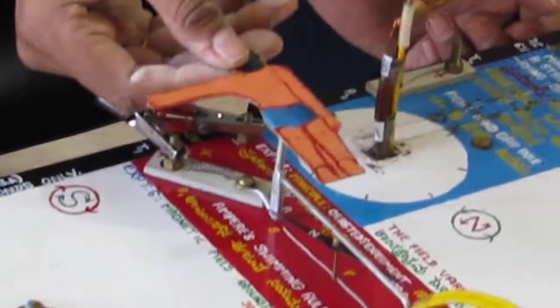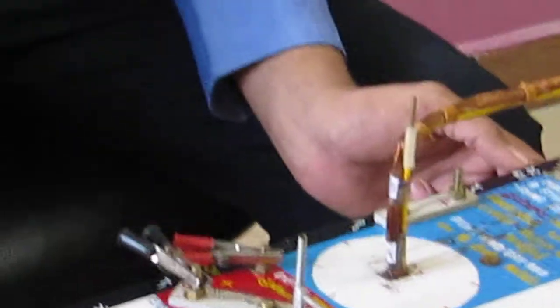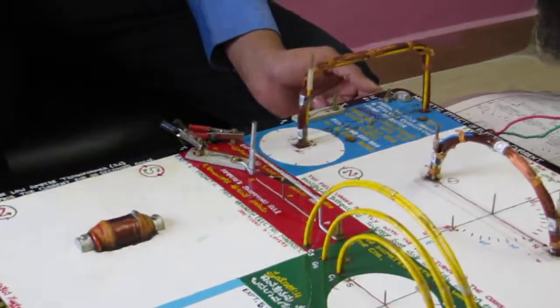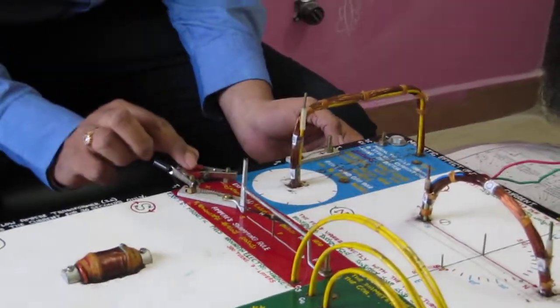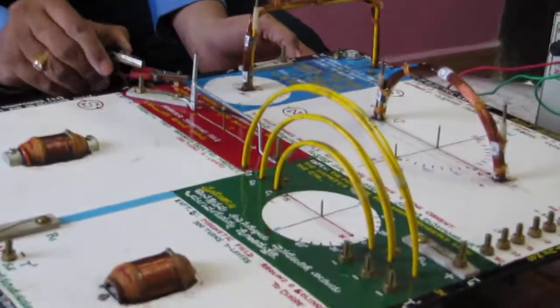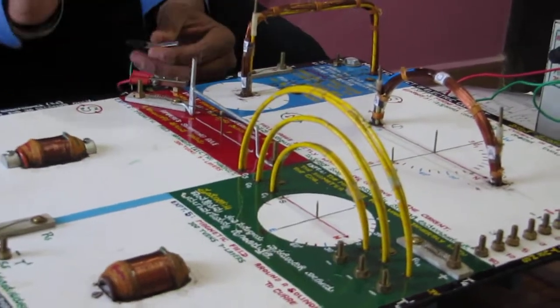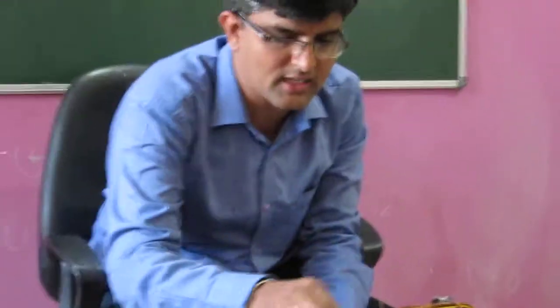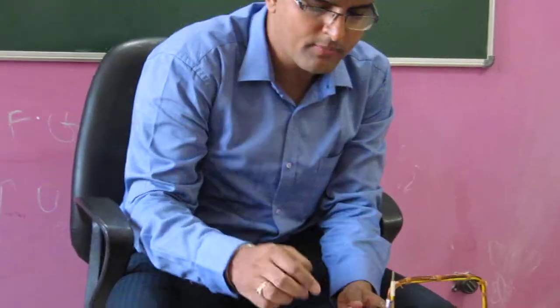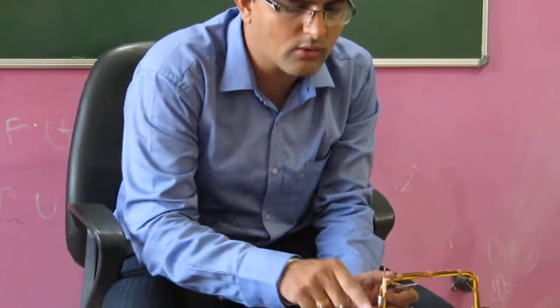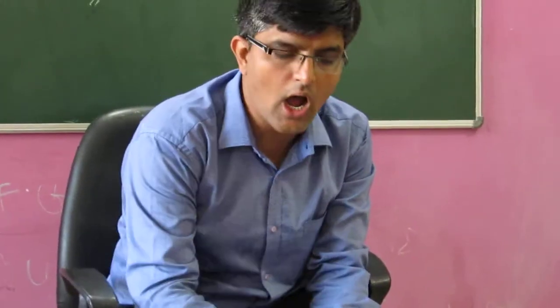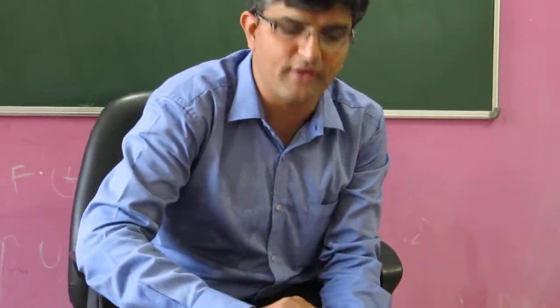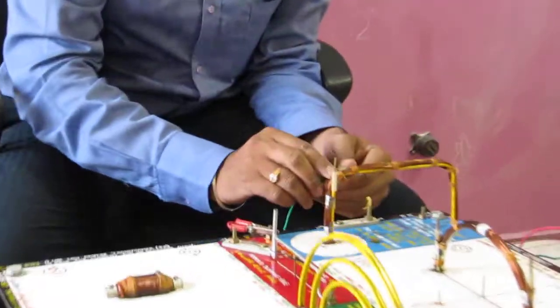Now let us move on to the next experiment on the magnetic field around a straight current carrying conductor. We have just concluded from Ørsted's experiment that every current carrying conductor has a magnetic field around it. Now we will see how the strength of the magnetic field varies around a straight current carrying conductor.